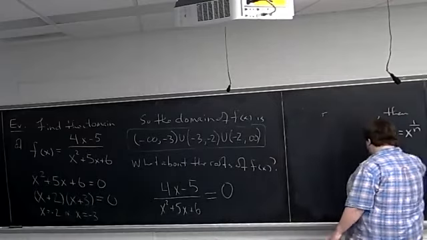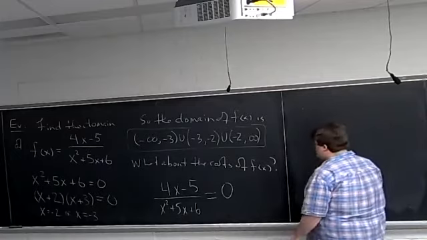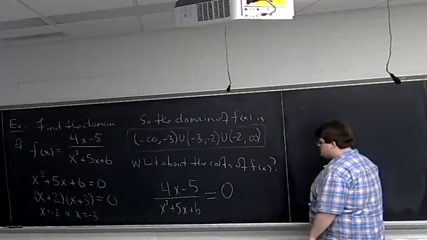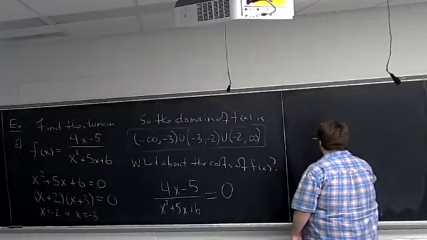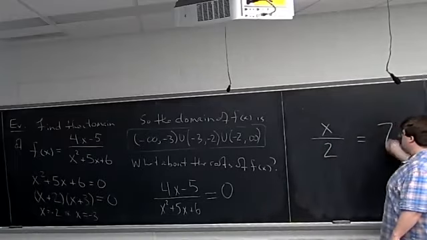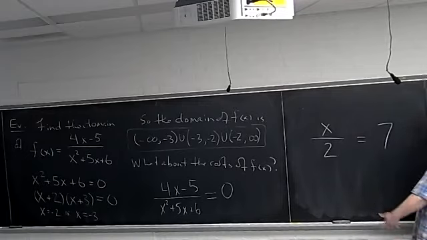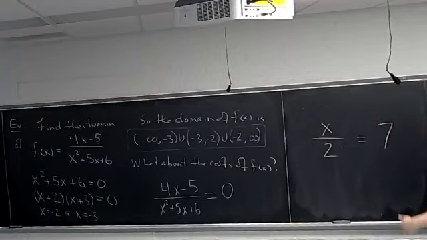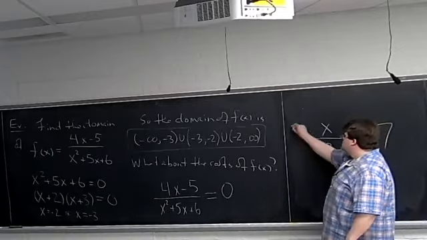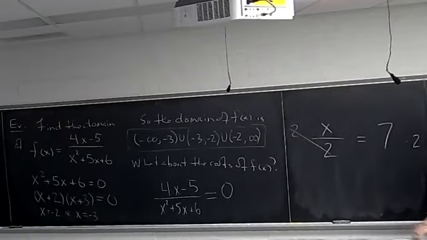How can we solve this? How would you solve a different equation? How would you solve this equation for x? X over 2 equals 7. Well, you'd want to isolate x. How would you isolate x? You need to get rid of this 2 over here. That 2 is in the way. How do we get rid of that 2? Multiply by it so that that goes away. We get x equals 14.